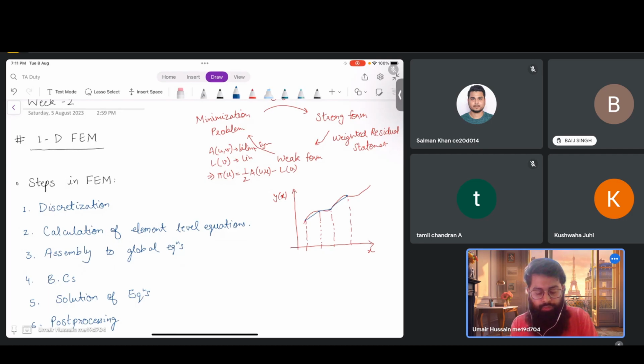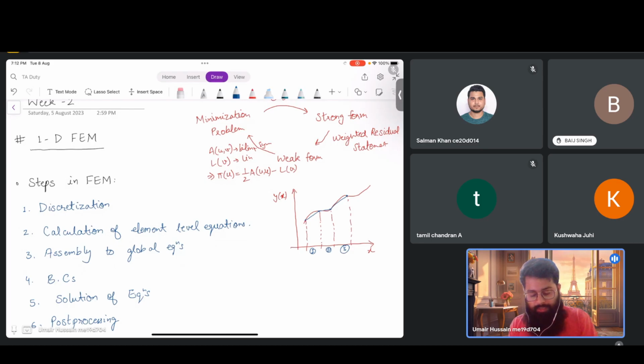And there are two ways to get closer to the exact solution. One, we increase the order of approximation, and second, we reduce the size of these elements. So after discretization, we break down our domain into a number of elements. Say this is element 1, this is element 2, this is element 3. After breaking into elements, we get the algebraic equation for each element, and these equations are achieved using our weak form, weighted residual statement, or the variational form.